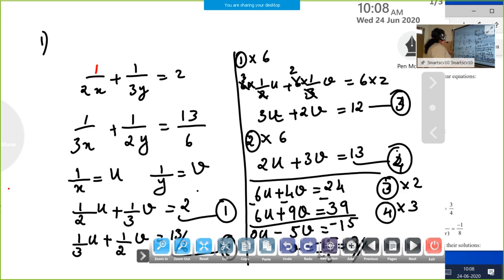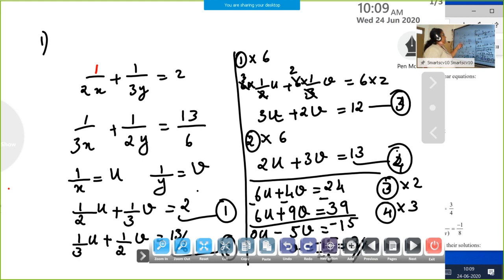Clear? 1 by 2x plus 1 by 3y is equal to 2 and 1 by 3x plus 1 by 2y is equal to 13 by 6. 1 by x is equal to u and 1 by y is equal to v. Substituting instead of 1 by x is equal to u, the equation becomes like this: 1 by 2 u plus 1 by 3 v is equal to 2. 1 by 3 u plus 1 by 2 v is equal to 13 by 6.